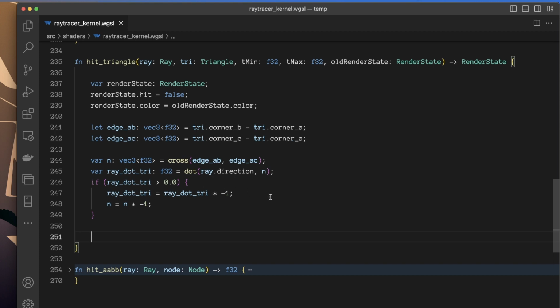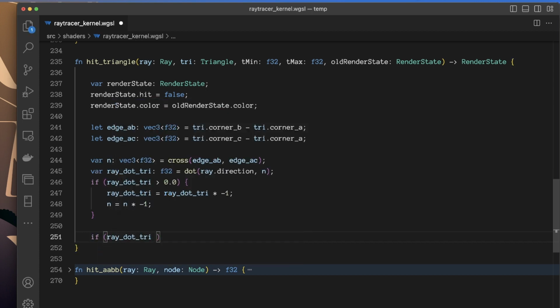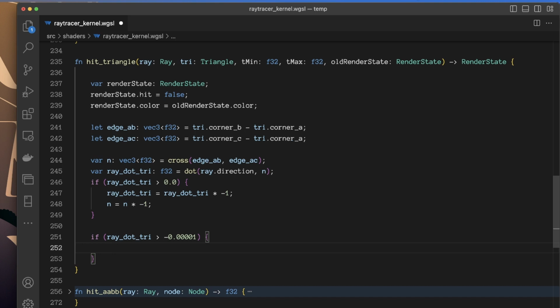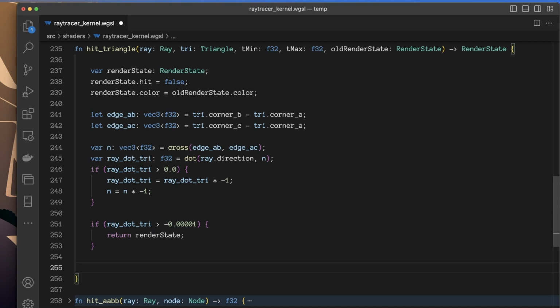And so my condition will be if that dot product is bigger than a really small negative number. Okay, so this is bad. What we want to do now is just early exit. So we'll return our render state. And that's it, we've handled the early exit.